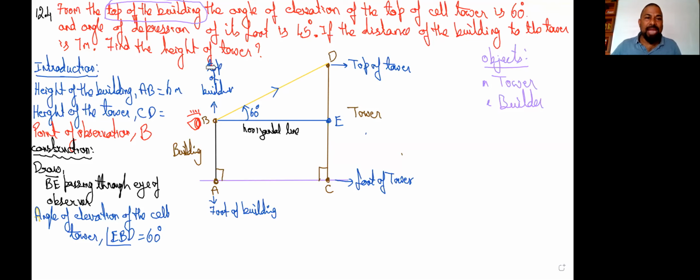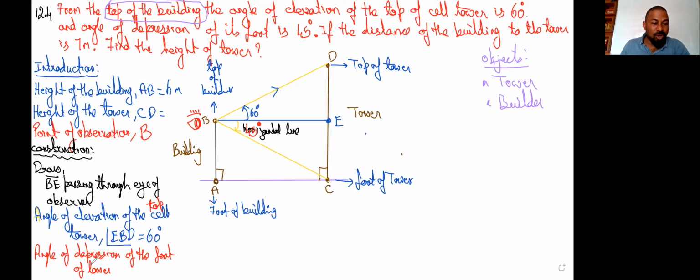So let's draw the angle of depression there. If you start from the observer, he started seeing the foot of the tower, and the angle set by him is nothing but 45 degrees. Let's write it down. Angle of depression. Earlier it was the top of the cell tower, now it is the foot of the cell tower.